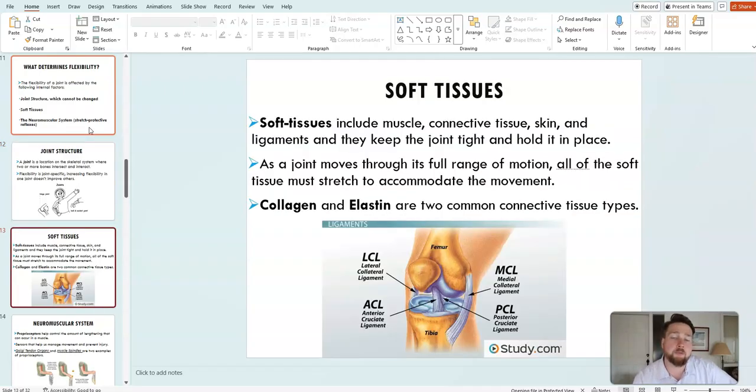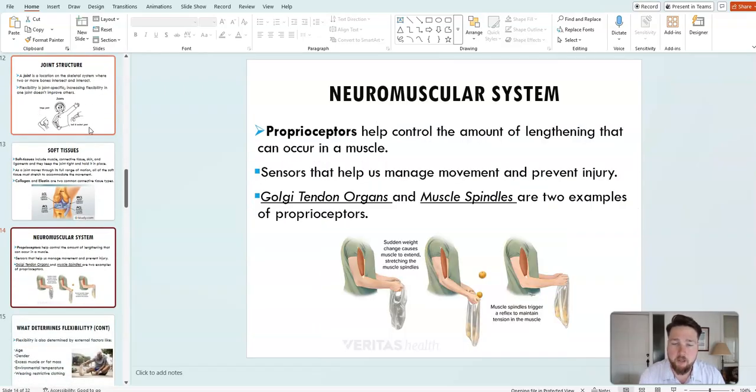Soft tissues, and I kind of touched base with that a little bit earlier, but you got of course your skeletal muscles, tendons, ligaments, even your skin, and that connective tissue that surrounds the joints or holds the joint in place to allow for that movement. And there are the two most common connective tissue types. You got collagen and elastin. Make sure y'all know that. That will be on your test. Okay.